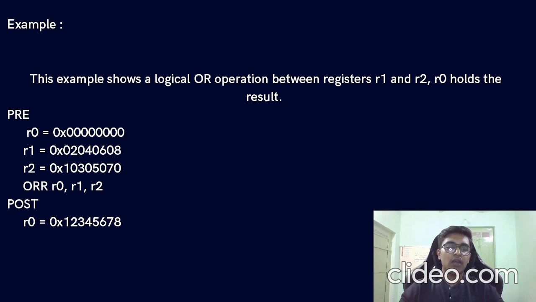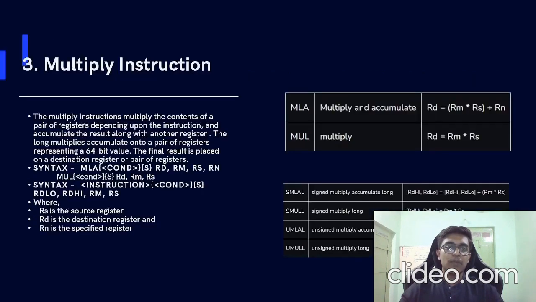ORR of R0, R1, and R2, where the result is 0x1234567 and 8. Moving on to the next topic.